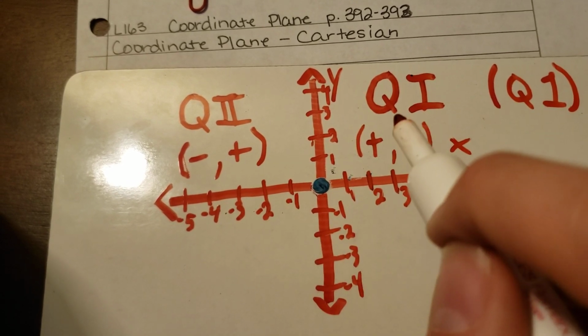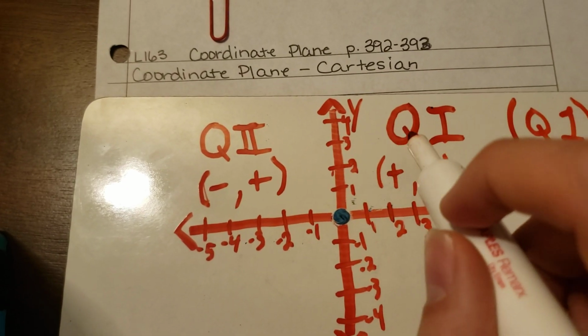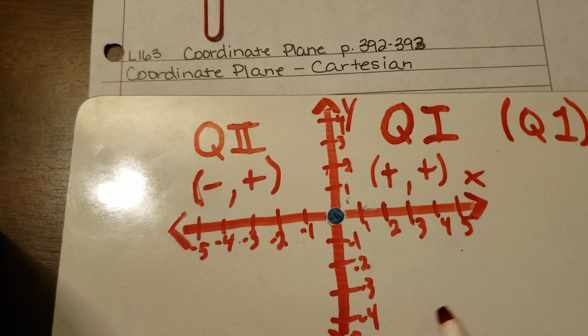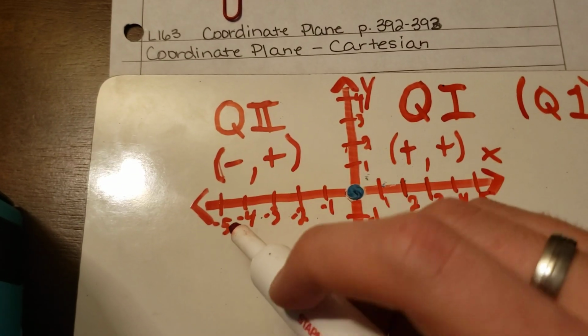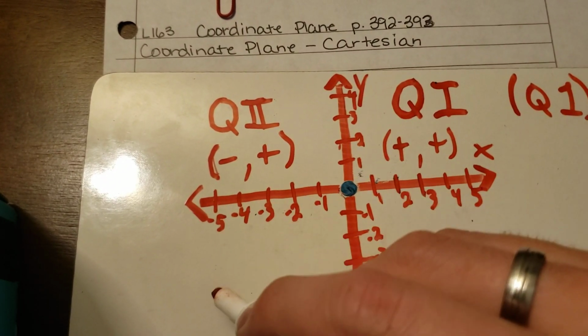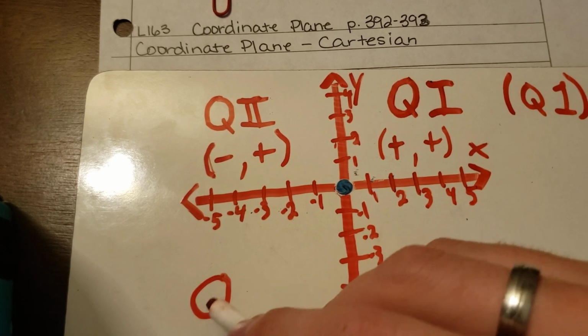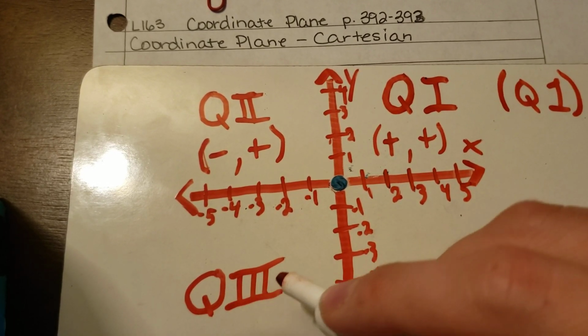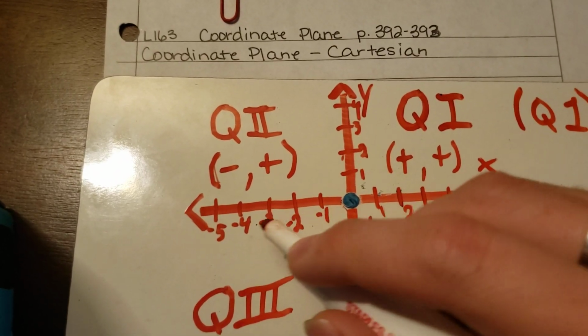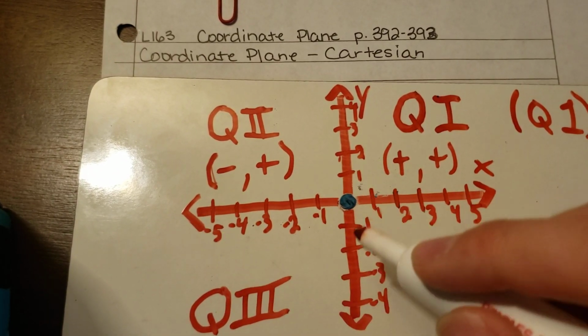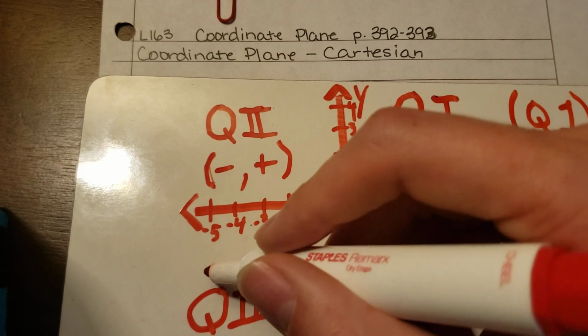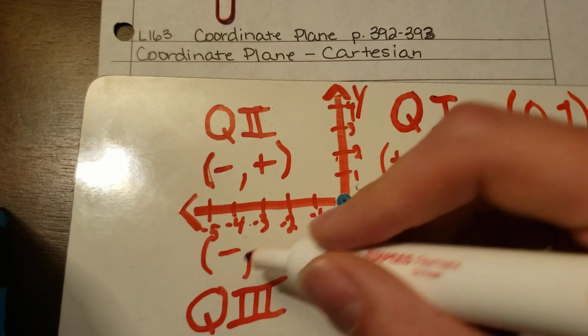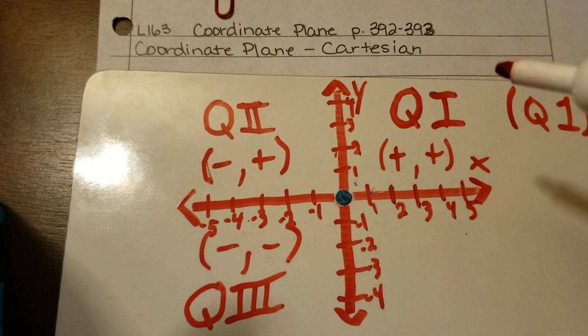Okay. Now, our quadrants go kind of in a C shape as we number them. So down here, this will be quadrant 3. And in quadrant 3, all of our x values and all of our y values are negative. So quadrant 3 looks like negative Nancy.